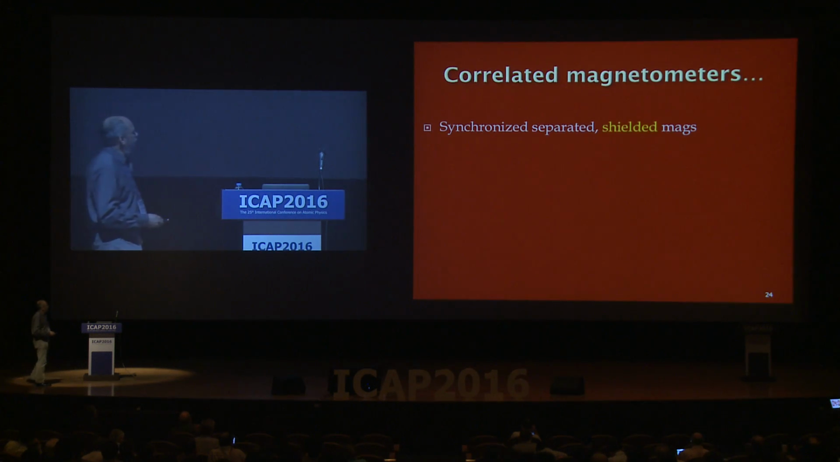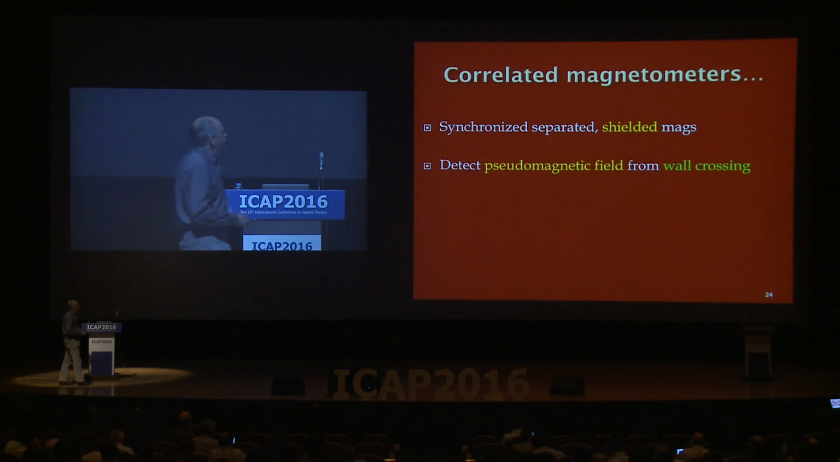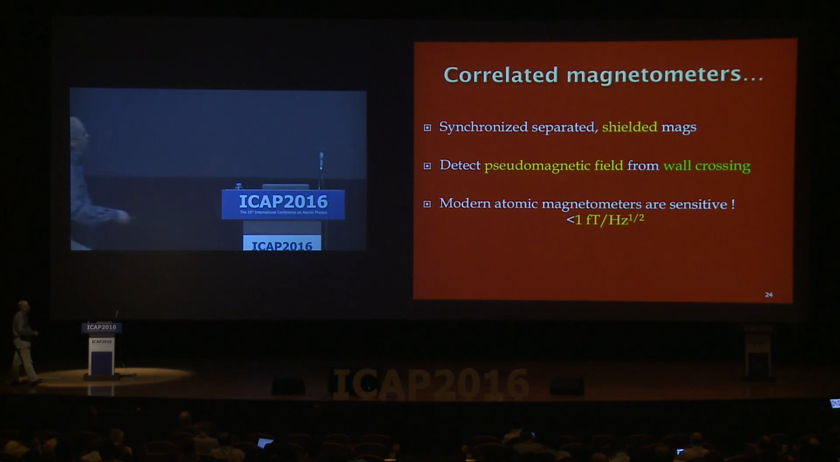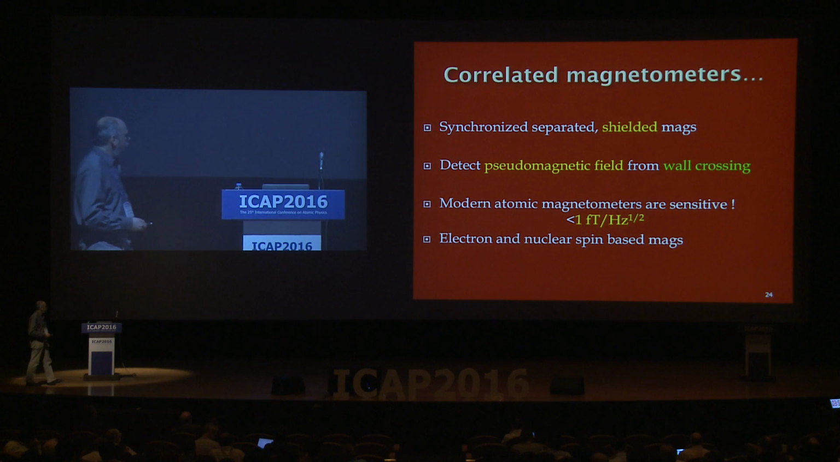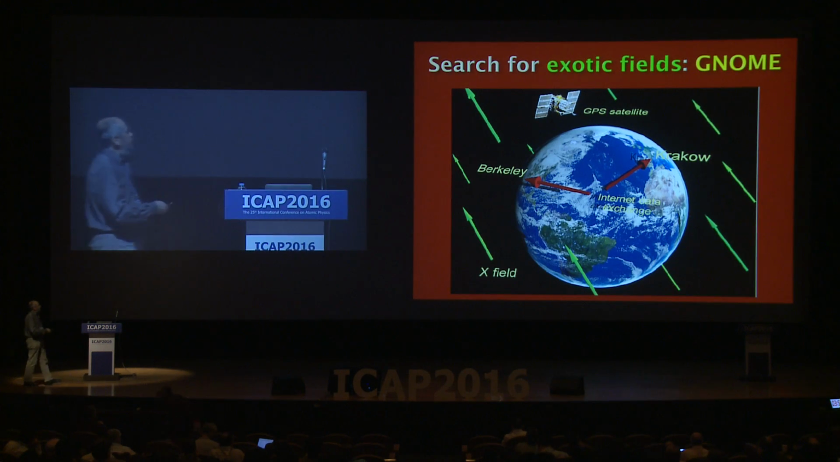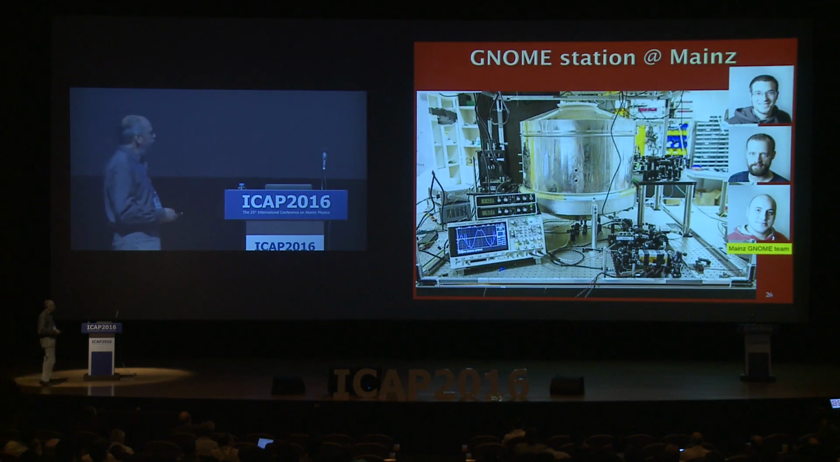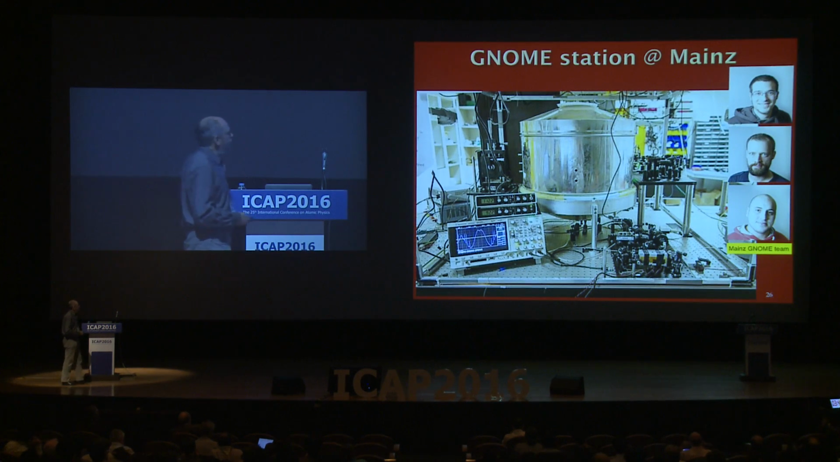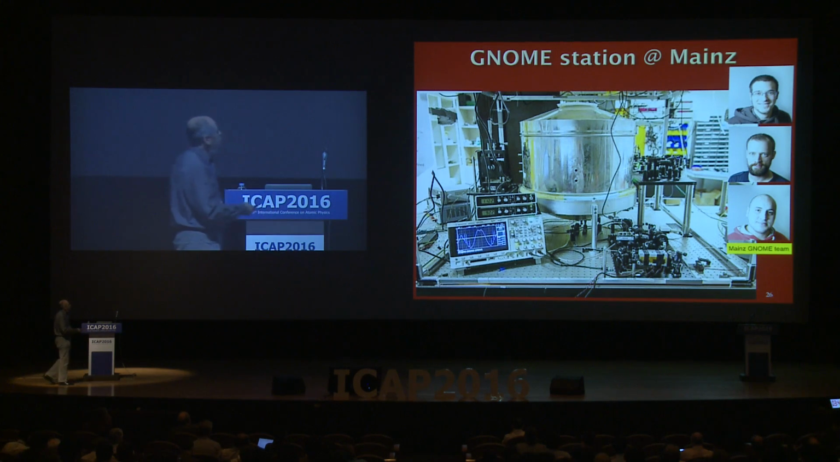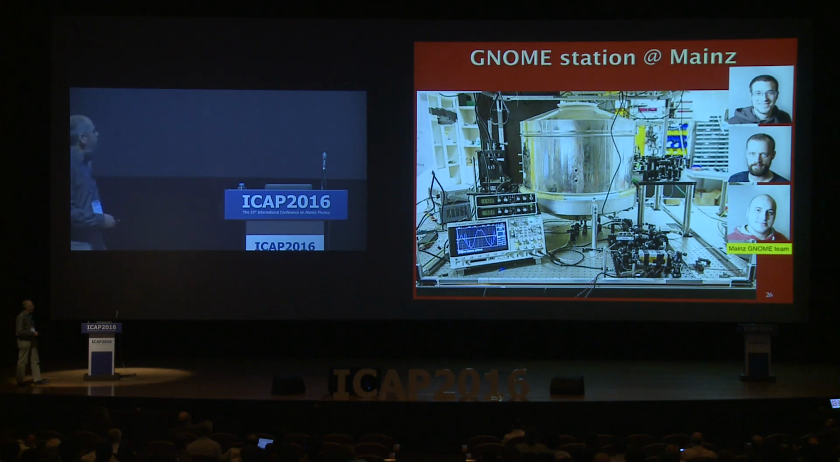So instead, we use a network of synchronized and correlated sensitive magnetometers of different types. And we coordinate their timing with the GPS. Here's an example of a magnetometer at Mainz. This is a multi-layer magnetic shield enclosure containing one of such magnetometers.